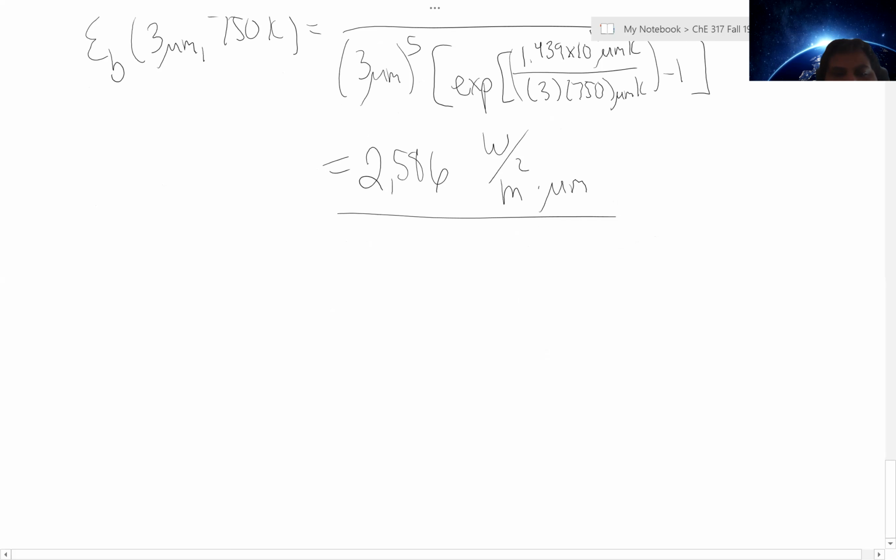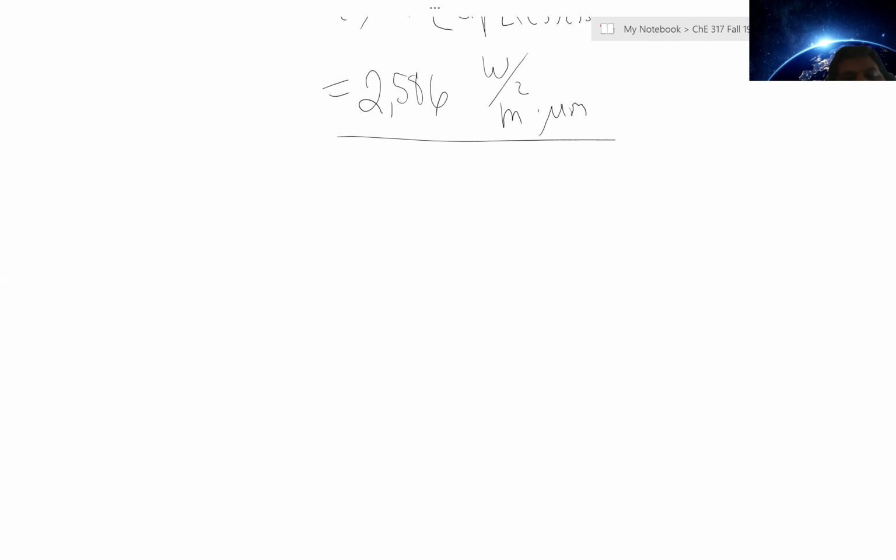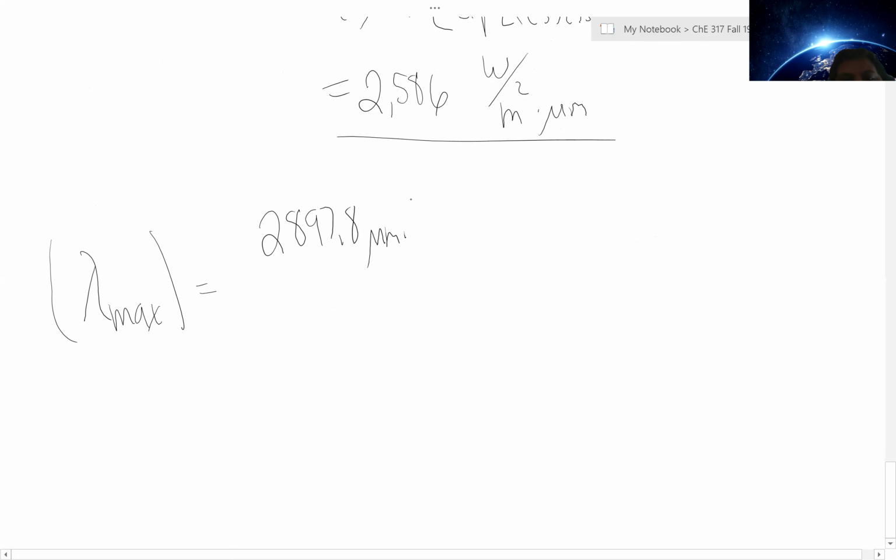And then the last part of the question asked for the wavelength associated with the maximum energy emission. So with that, all you need to look at for lambda max is Wien's displacement law, or 2897.8 micron Kelvin divided by 750 Kelvin. That I think my little calculator can handle. I get 3.86 microns.